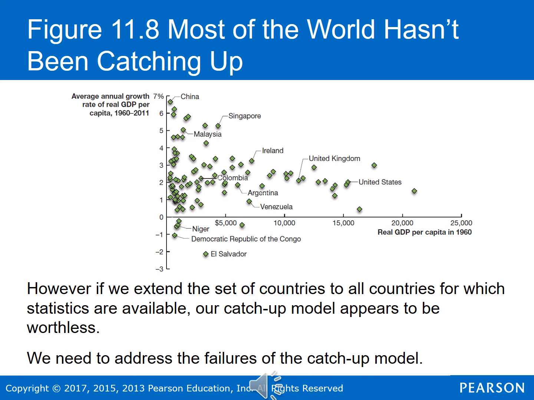Some countries that had low levels of real GDP per capita in 1960, like Niger and the Democratic Republic of the Congo, actually experienced negative economic growth. So they had lower levels of real GDP per capita in 2014 than they did in 1960. Other countries that started with a low level of real GDP per capita, like Malaysia and China, grew rapidly. And some middle-income countries in 1960, like Jamaica, grew very slowly between 1960 and 2014, while others like Ireland grew much more rapidly.